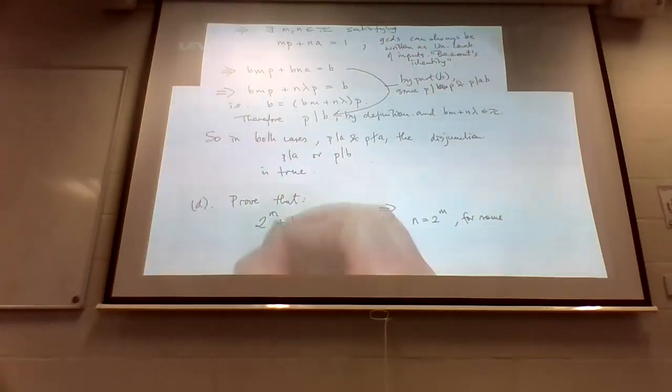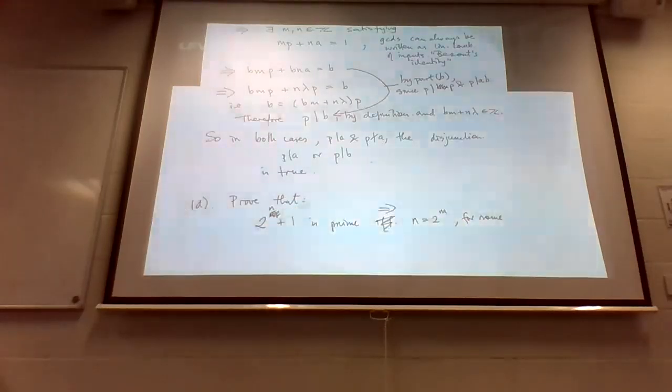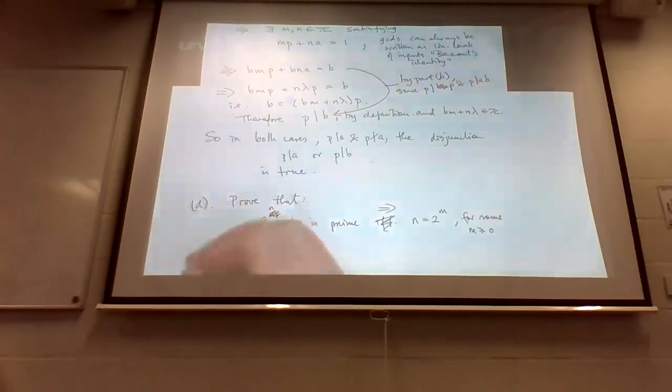No, so what am I doing? It's scatterbrain. 2 to the n plus 1 is prime implies n is 2 to the m. So the only way you would hope to get a prime out of this is that the exponent is a power of 2, for some integer m greater than or equal to 0. Yeah, it wouldn't be if. Okay. Now the hint is to prove the contrapositive.